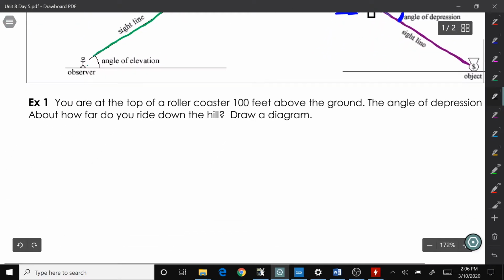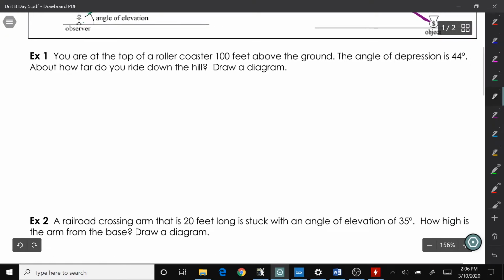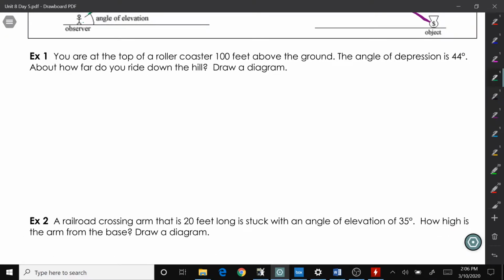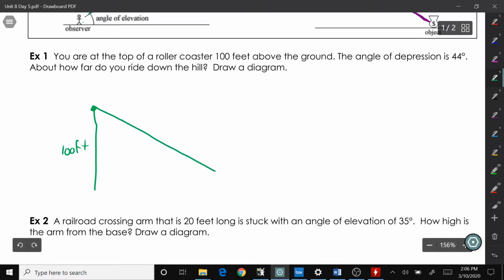So let's look at some word problems, and we'll get better at this. You're at the top of a roller coaster 100 feet above the ground. So I'm going to draw that. Okay, 100 feet. The angle of depression is 44 degrees. Okay, so we're going to go downhill. And it says the angle of depression is 44 degrees. So I'm going to do this to make life a little bit easier. Draw my horizontal line. So this is 44 degrees.